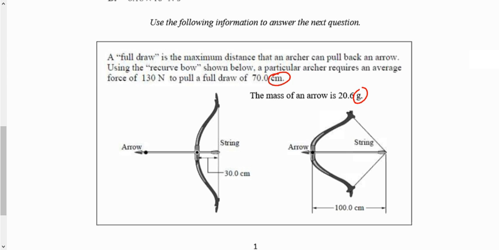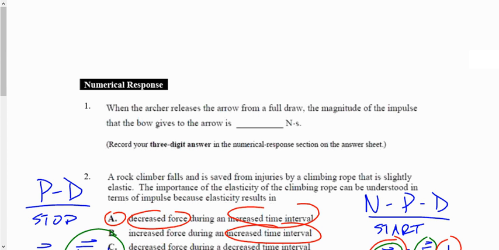It's a hard question. If you get through the bulk of the question correctly, you don't want to lose your mark on this because you forgot to convert a unit. Silly mistake like that. What are we looking for? The impulse that the bow gives to the arrow.